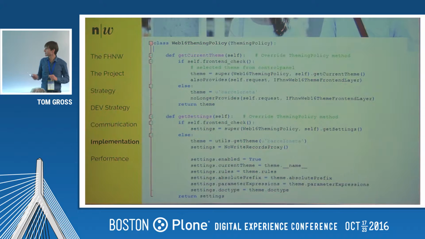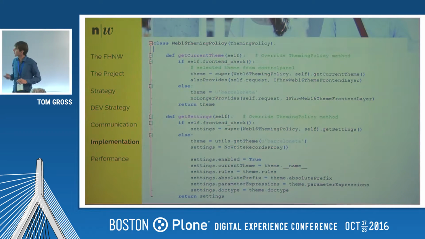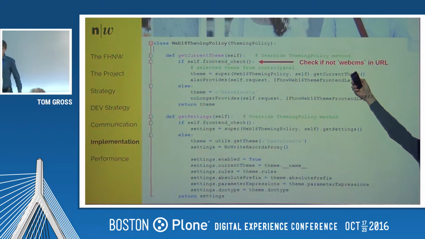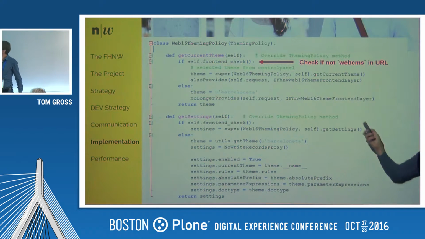Basically, what the theming policy does is it takes the settings from the control panel and applies them in the registry, and it uses the parameters set in the control panel for stuff to do with the ASO. And what we did is we override two methods: get current theme and get settings. And we have a method, the front end check, and we check for a pattern in the URL. This is a web CMS. If web CMS is in the URL, we go to the backend.